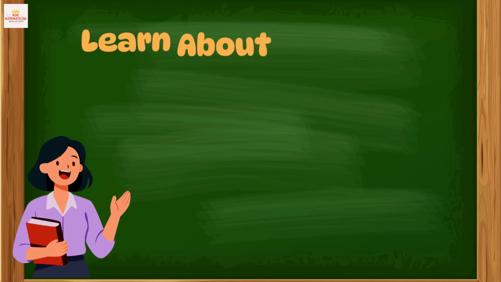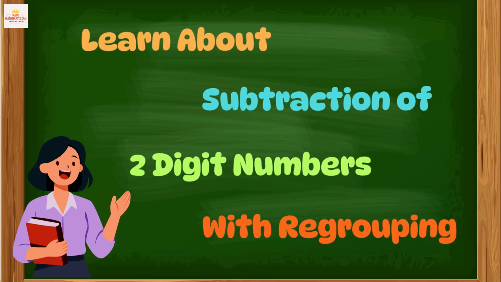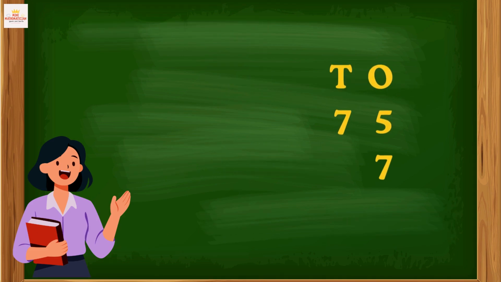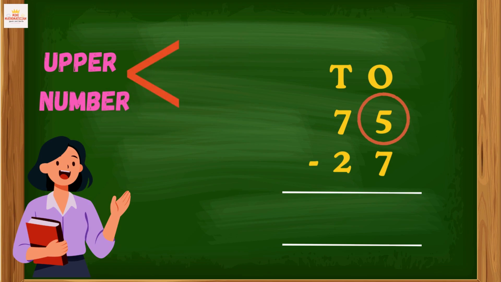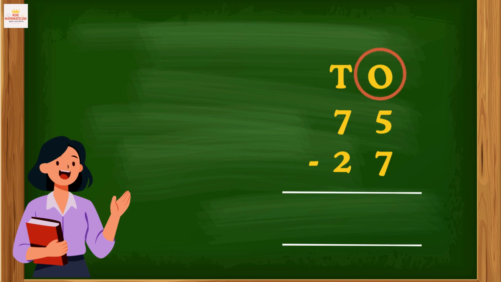Today we are going to learn what subtraction of two-digit numbers with regrouping means. When we subtract, we always subtract the lower number from the upper number. Sometimes the upper number is smaller than the lower number. First, look at the ones place. We cannot subtract 7 from 5, so we regroup from the next place value.